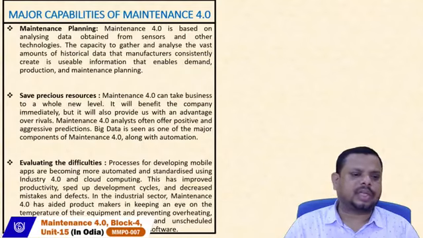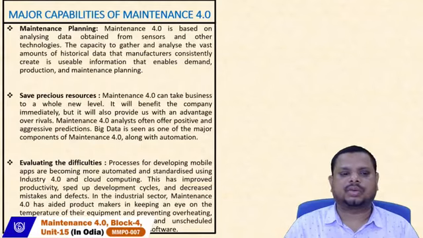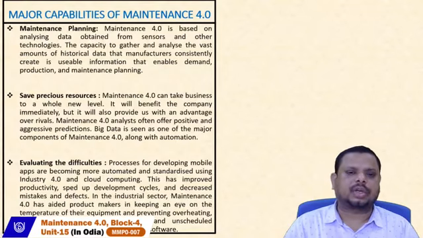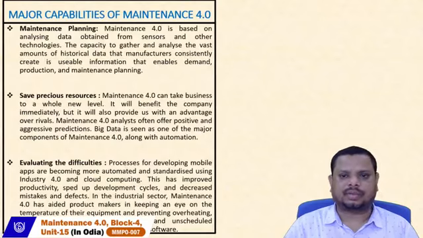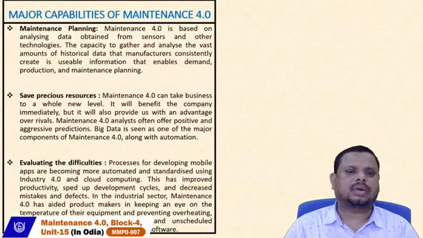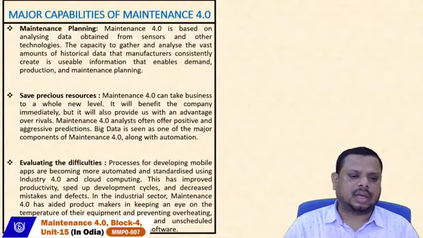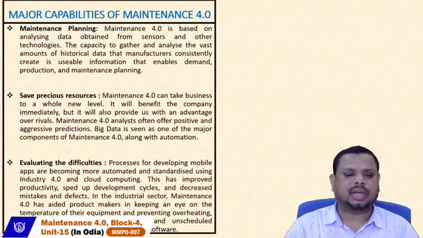The next one we have is evaluating the difficulties. Here the process for developing mobile apps becomes more automated and standardized using Industry 4.0 and cloud computing. From the top level to the bottom level, they are vastly using various apps to understand or track the different activities under condition monitoring in maintenance management, and they improve productivity, speed up development cycles, and decrease mistakes and defects.